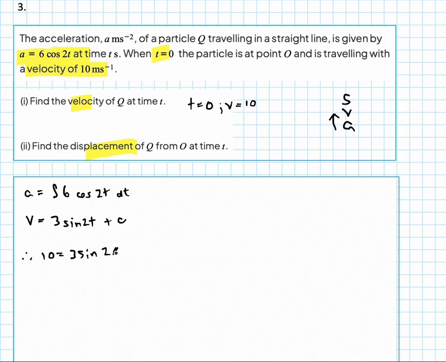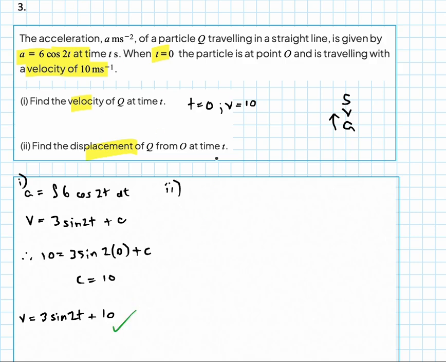Let me fix that. 0 there. So c is equal to, well, 10, I suppose. That's straightforward enough. So the velocity statement is 3 sine 2t plus 10. Okay, next, find the displacement.